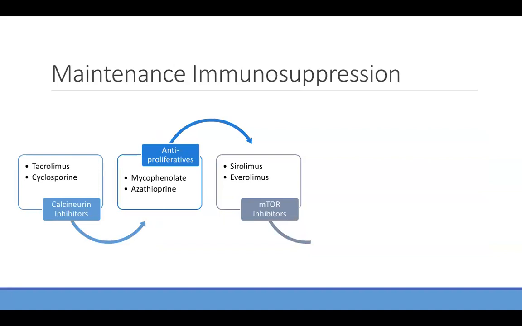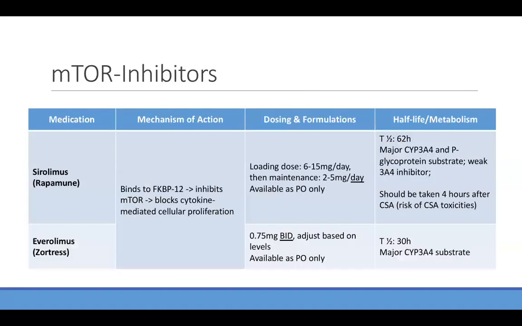Now continuing on to our maintenance immunosuppression of our mTOR inhibitors, we have our sirolimus as well as our everolimus. And these are mTOR inhibitors. So they bind to the FK binding protein 12. They inhibit mTOR, which also blocks cytokine-mediated cellular proliferation. And these ones, the doses vary. Our sirolimus is a lot longer acting. So this one you would give a loading dose, and then you would have a maintenance dose, and this is once a day. So our tacrolimus, our cyclosporin, and our everolimus are all BID. So these are all dosed twice a day. Sirolimus is only dosed once a day, though.